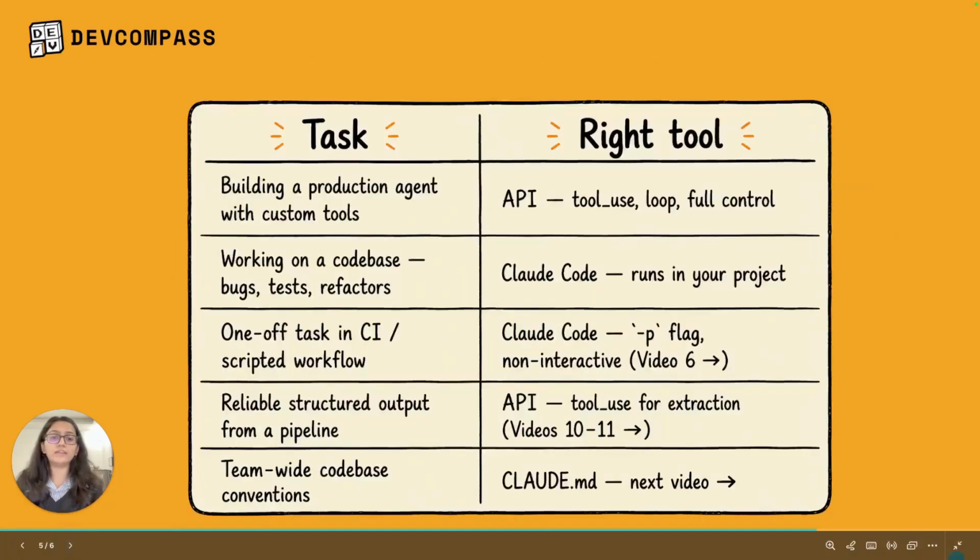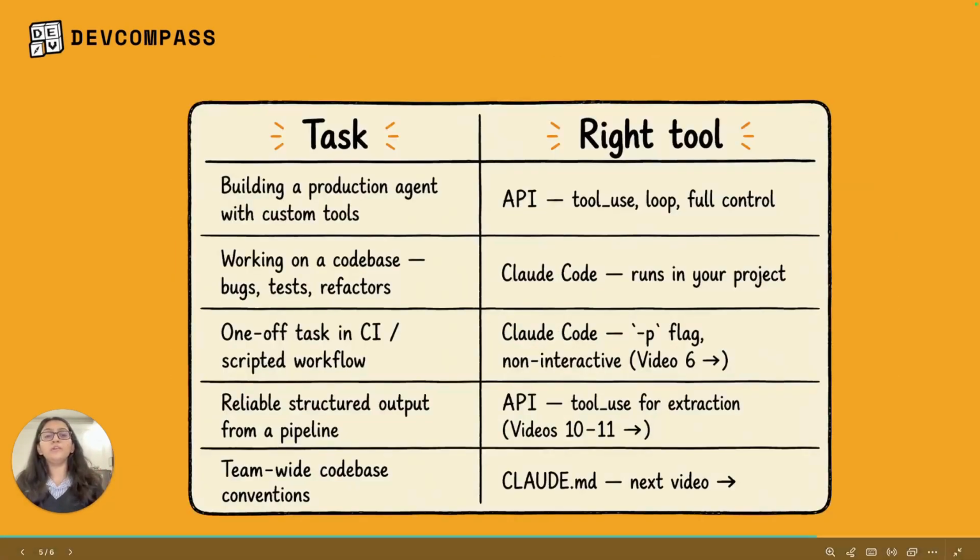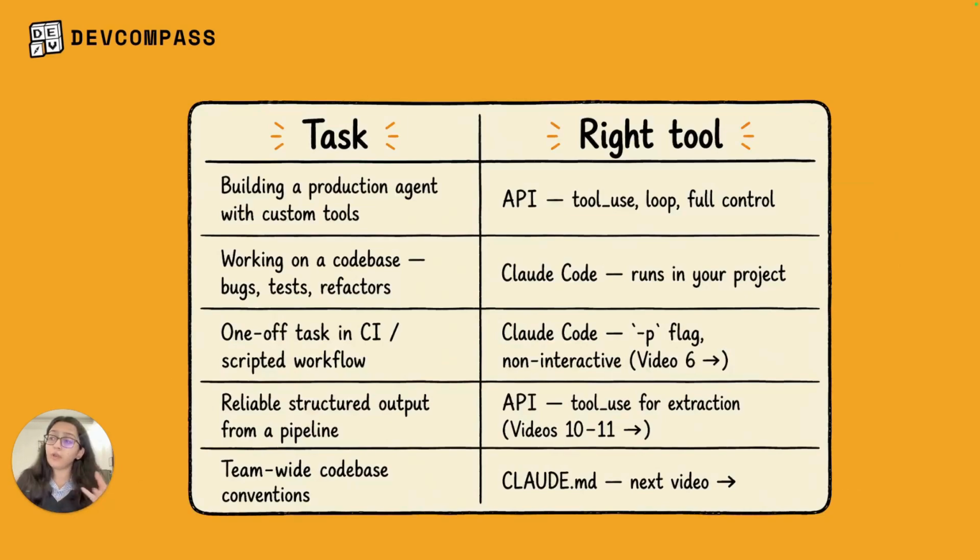Let's look at the decision table: when do I use Claude Code and when do I use the API? First, if you are building a production agent with custom tools, that's the API. Claude Code's built-in tools cover development tasks. They don't cover your specific business logic or custom data sources. Second, working on a code base, that is for sure Claude Code. Fixing bugs, writing tests, refactoring, that's Claude Code. It runs where your code lives.